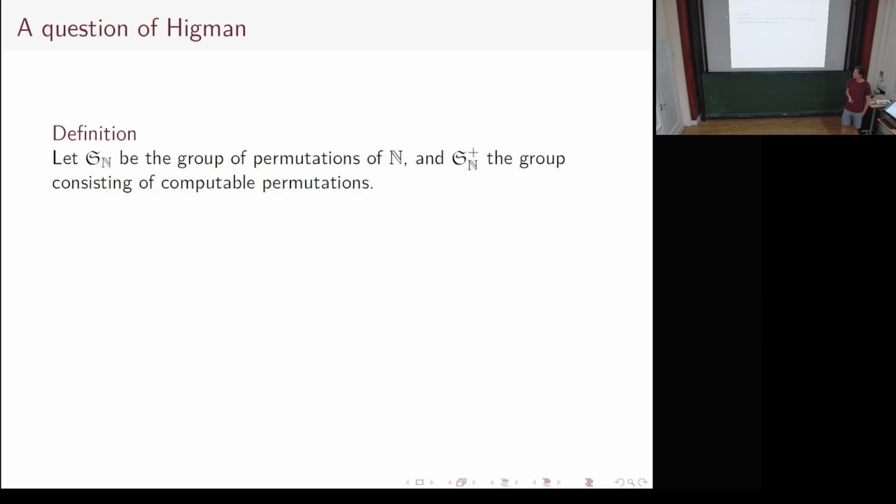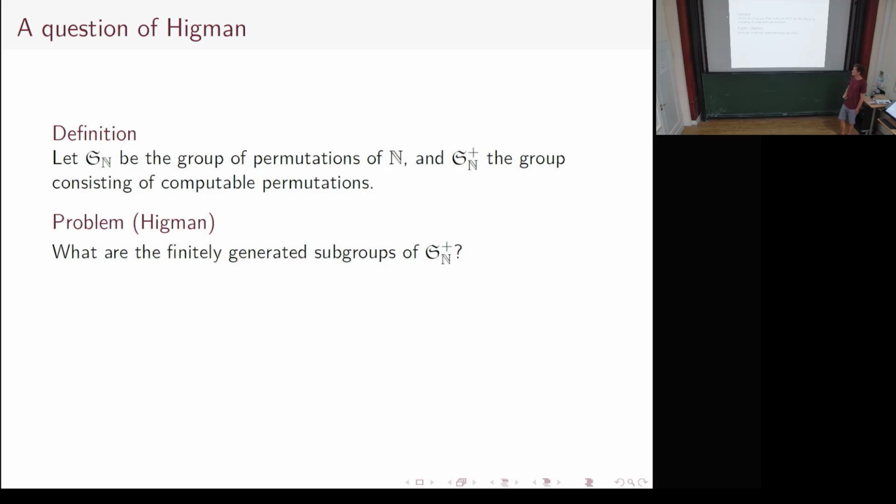All right, and a question of Higman now. You take the group of permutations of the natural numbers, and you take its subgroup consisting of computable permutations. And Higman asks, what are the finitely generated subgroups of this group of computable permutations? And an easy remark is that any such group is a Π1 group. It has co-semi-decidable word problem, because when you have a computable permutation, you can notice that it's not the identity because it moves something.